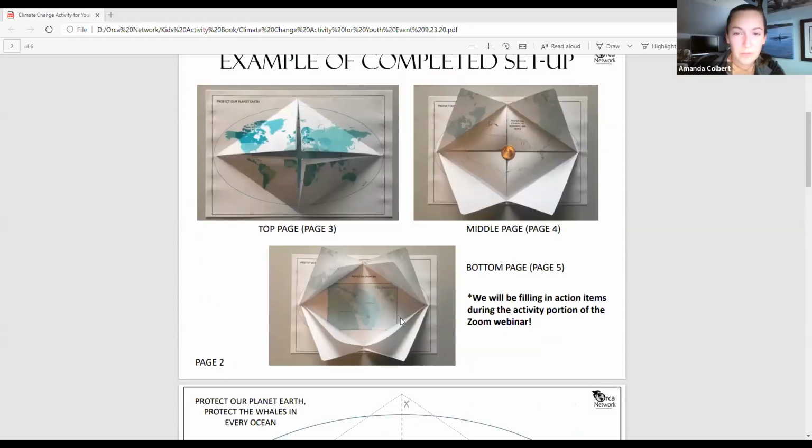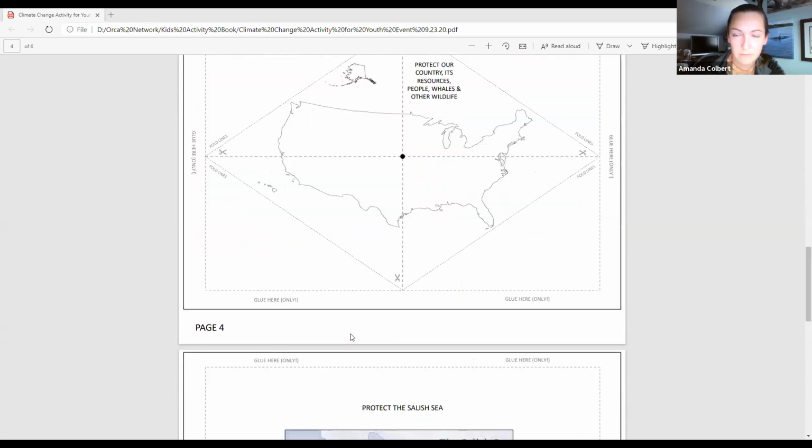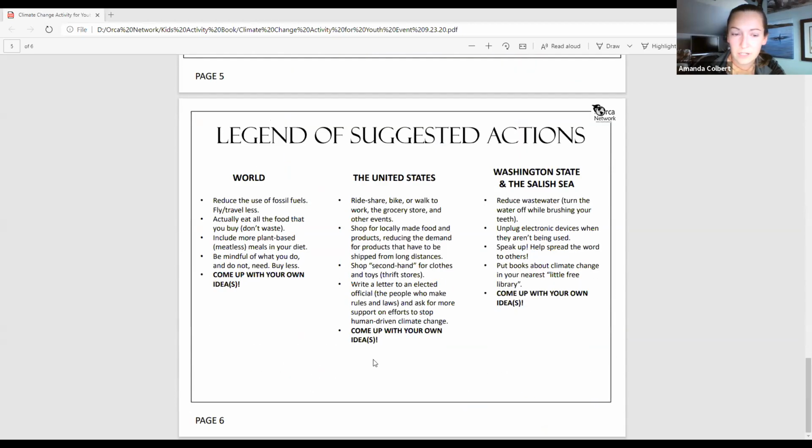Yeah, so these were the three pages you were just talking about. So planet Earth, the United States, and then Salish Sea kind of at the bottom. And then I can leave it on the list of suggested actions if you want. That sounds good. Okay, just for a few minutes, and then we'll definitely let everybody show us their completed projects. Sounds good. We had one chat, but I wanted to make sure if anybody had any of their own ideas that they added to this list, I would love to see what you have.